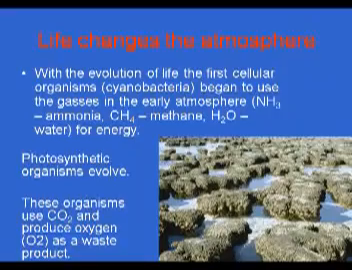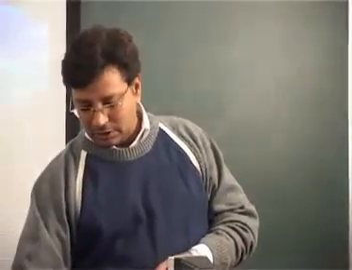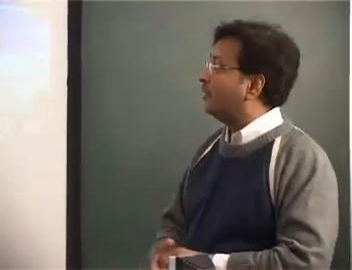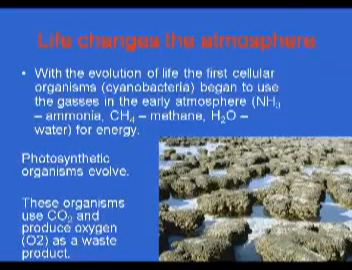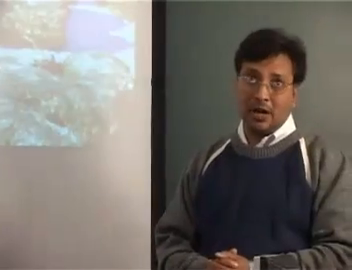Okay. What it says is, with the evolution of life, the first cellular organism, which is cyanobacteria, you all know about that because you have done the basic courses, began to use the gases in the early atmosphere, ammonia, methane, H2O, for energy, and that is the photosynthetic activity, and these organisms use CO2 and produce oxygen as the waste product. In fact, oxygen started as a waste product, and it is only later that we try to reason it out as to how it happened. Okay. So let's go to the next slide.